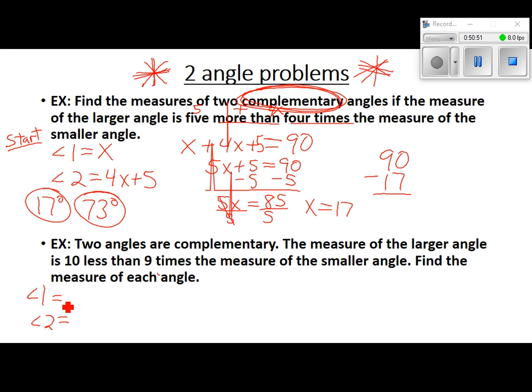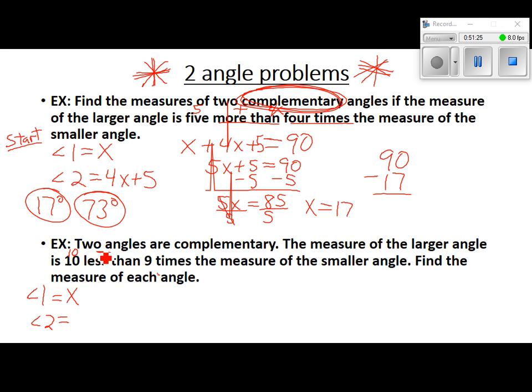What are you going to let angle 1 be? X. Where are we going to get angle 2 from? 10 less than 9 times the measure of the smaller. Alright, so 10 less than 9 times. What does the 10 tell us to write down? 10. What does less than tell you? Minus. Subtract. Not only does it tell you to subtract, but what else? 9 times tells you that you're going to do what with them? Distribute.